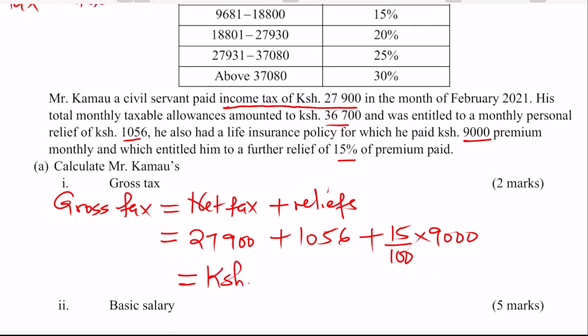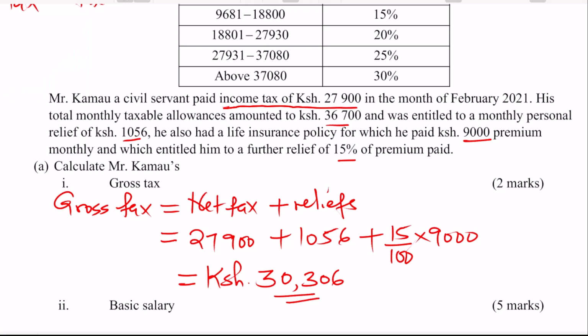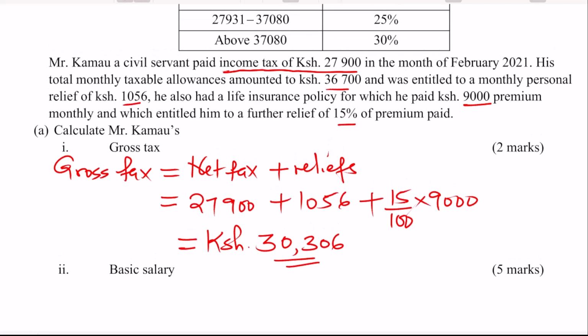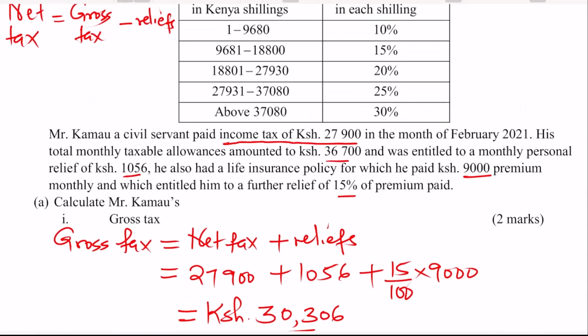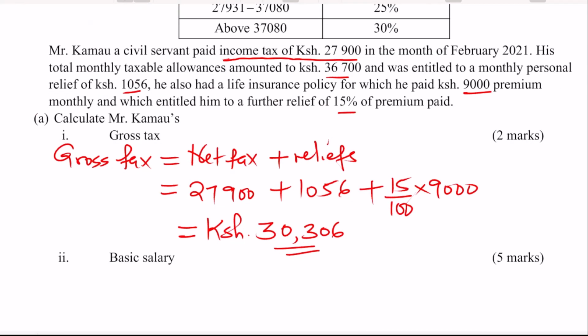Working this out using a calculator, you get 30,306 as the gross tax. Part 2, basic salary. Now after getting the gross tax, we shall use the table of taxation in order to get the amount of money that he received, that is the taxable income. Then from the taxable income, which is the gross income, we shall be able to get the basic salary. So first of all, we are going to work out the taxable income or the gross income, and this is what you're going to do.